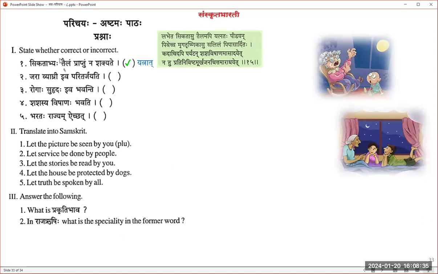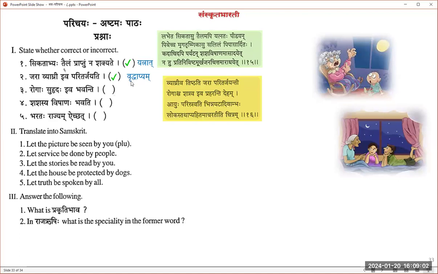Anyway, so first one, this is the verse. Let us memorize the verse now also. Once more practice it. Labheta sikatasu tailam api yatnatah pidayan pibecham mrugatrishhnikasu salilam pipasarditah kadachidapi paryatan shashavishanamasadayet natu pratinivishtha murka janachitamaradhayet. Brilliant verse.